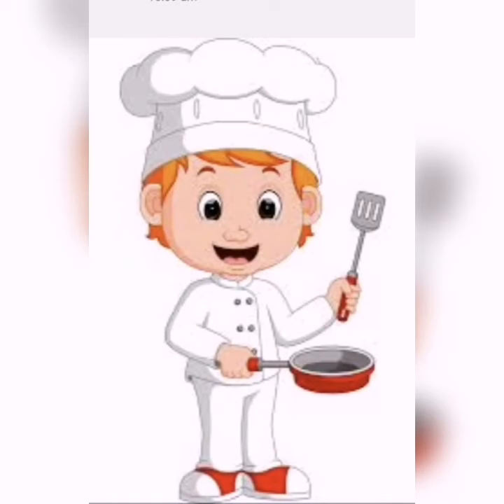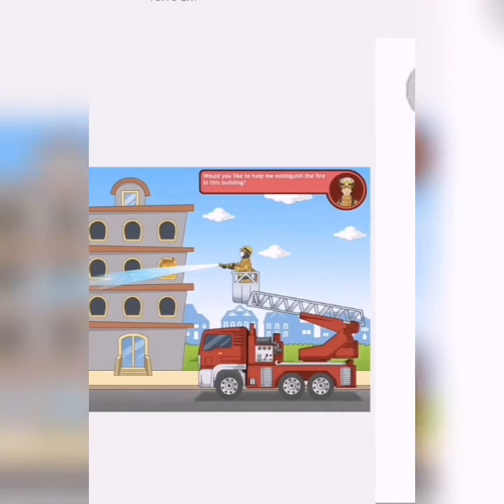Then next is the chef. As I told you, whenever we wish to eat something yummy, where do we go? We go to some restaurants or some cafes. So who cooks the food there? A chef. A chef cooks the food in the restaurants.